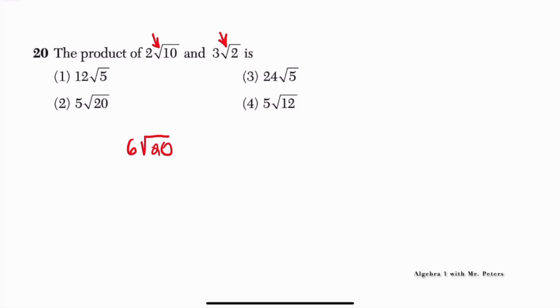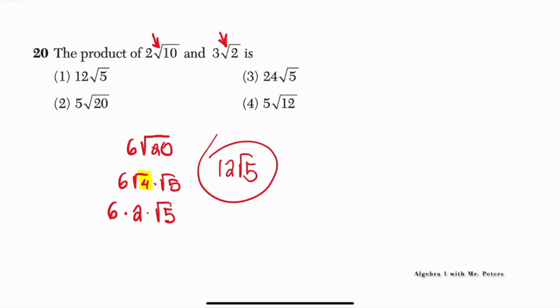we have to simplify. So we're going to break this down to 6 times radical 4 times radical 5. We do have a perfect square, right? When it comes out, this is going to turn into 6 times the square root of 4, which is 2 times radical 5. So that means my answer is going to be 12 radical 5 once we multiply these two radical expressions and then simplify. So answer choice number 1 is the correct answer.